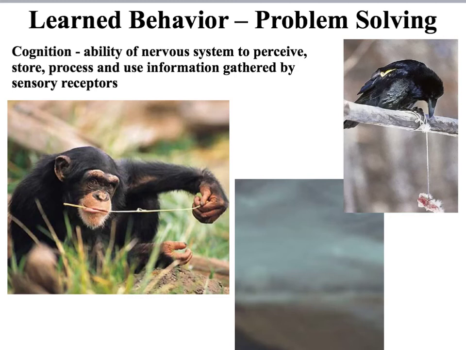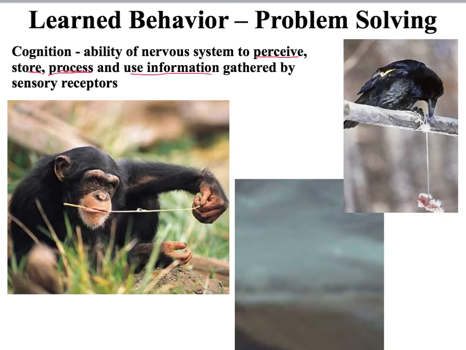The last type of learned behavior that I want to talk about is problem solving, and this is kind of the pinnacle of learned behavior. In order to problem solve, an organism must have a very complex nervous system. And I think we take problem solving for granted, but if you break it down, to problem solve you have to be able to perceive stuff, store information so that when you see it again you can solve the problem faster. Then you have to process the information and use it.